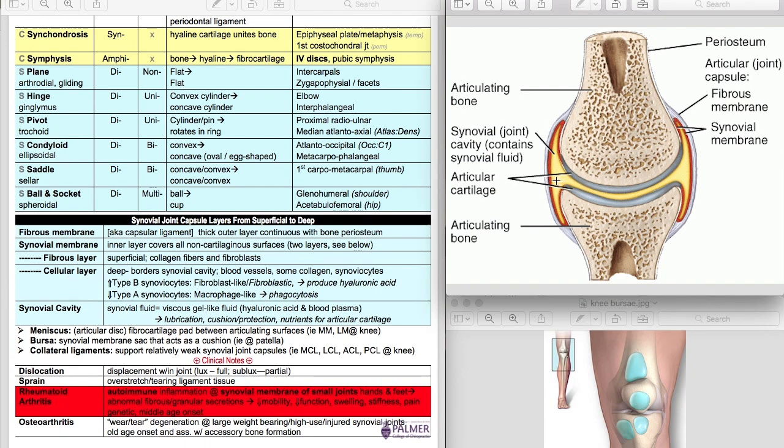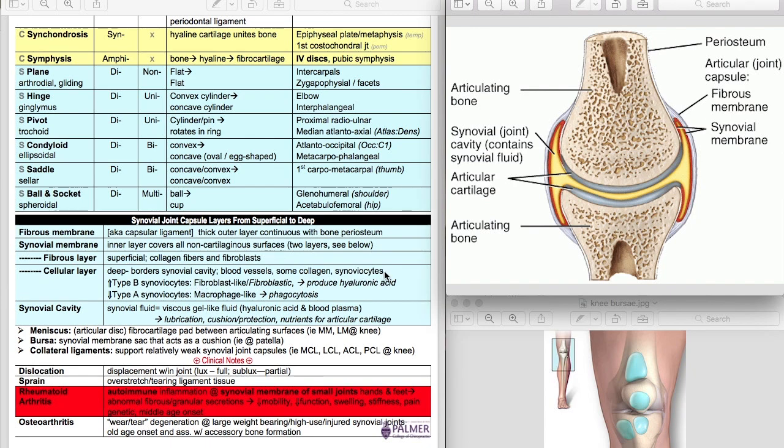Then the cellular layer, which is where I'm tracing right here, the cellular layer of the synovial membrane of a synovial joint capsule. This cellular layer will border the synovial cavity, which is shown yellow on this picture. This yellow is just all synovial fluid. It is the synovial cavity.